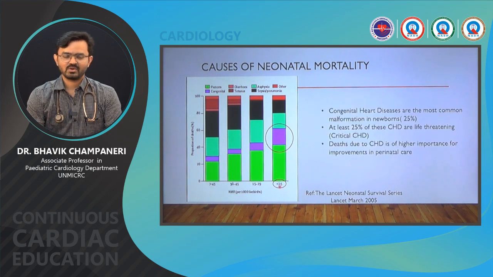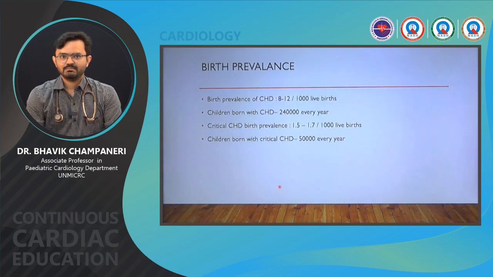When we are talking about congenital defects, congenital heart disease is the most common congenital defect in newborns, accounting for 25% of patients. At least 25% of this CHD is life threatening, which is called critical CHD, and deaths due to CHD are of higher importance for improvement in perinatal care. The birth prevalence of congenital heart disease is 8 to 12 per 1000 live births.